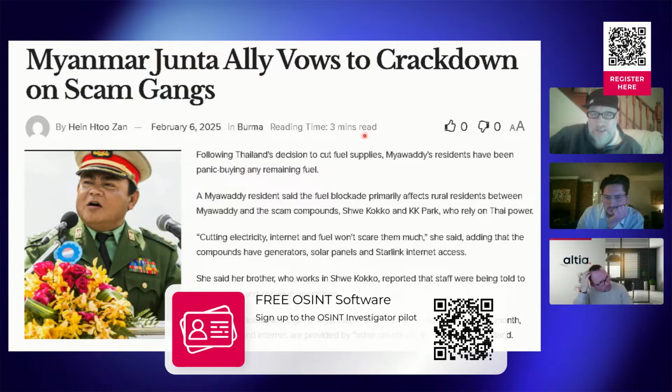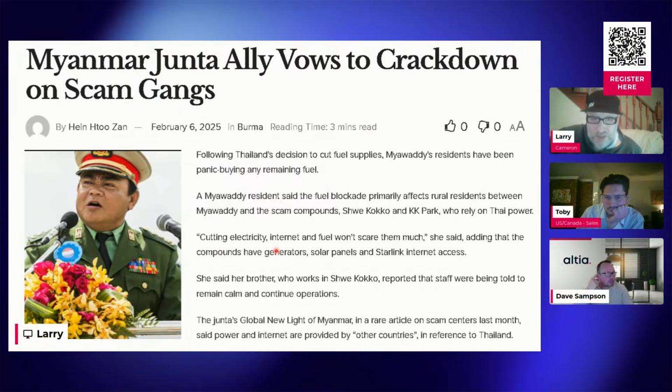Myanmar junta ally vows to crack down on this. If you read some of this, cutting electricity, internet, and even fuel won't scare them much. Even fuel for the generators, you sanction them, all the population, there was such a shortage of fuel that they had to buy everything out. And this is just the regular people that aren't scamming.